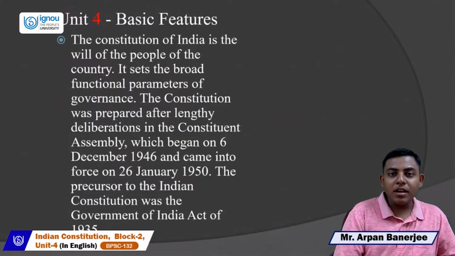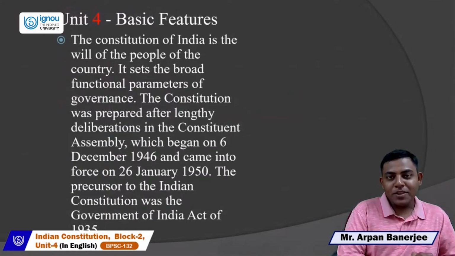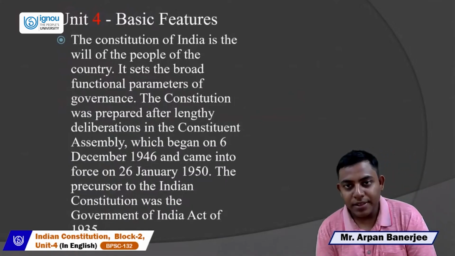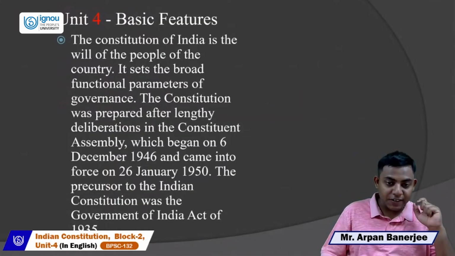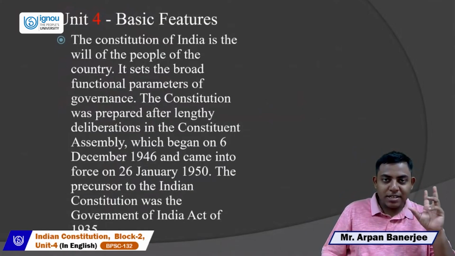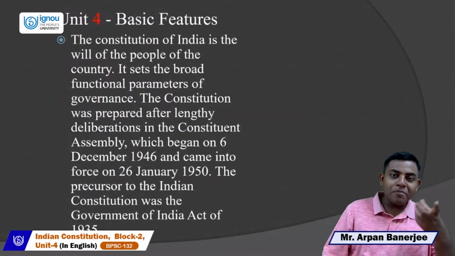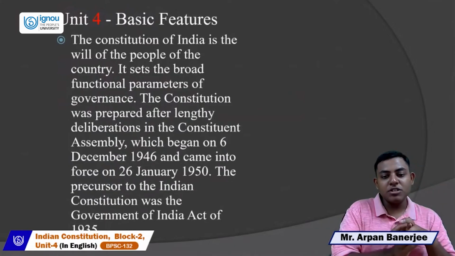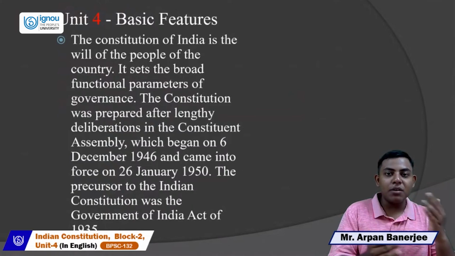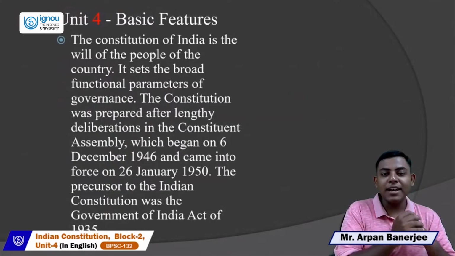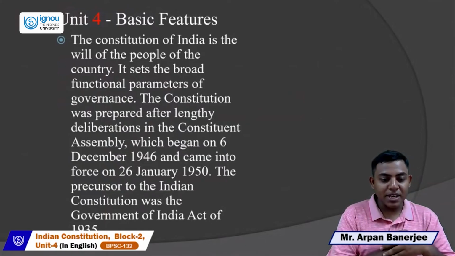If we talk about how the Constituent Assembly was elected, basically the members of the Constituent Assembly were elected through the Provincial Assembly elections of 1946. Through the Provincial Assembly elections which took place in 1946, the members of the Constituent Assembly were elected, and almost all the members were from the Congress Party, because the Muslim League had boycotted the Constituent Assembly as they wanted the separate state of Pakistan.